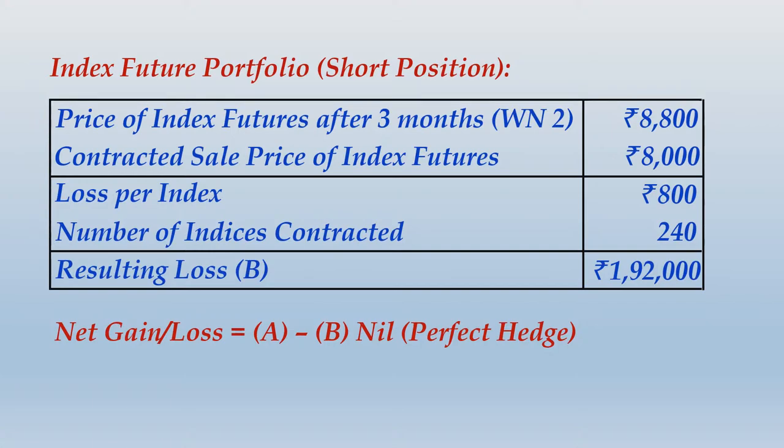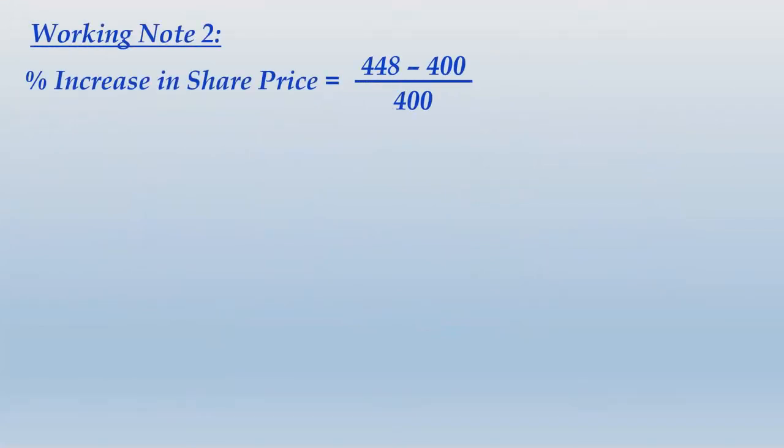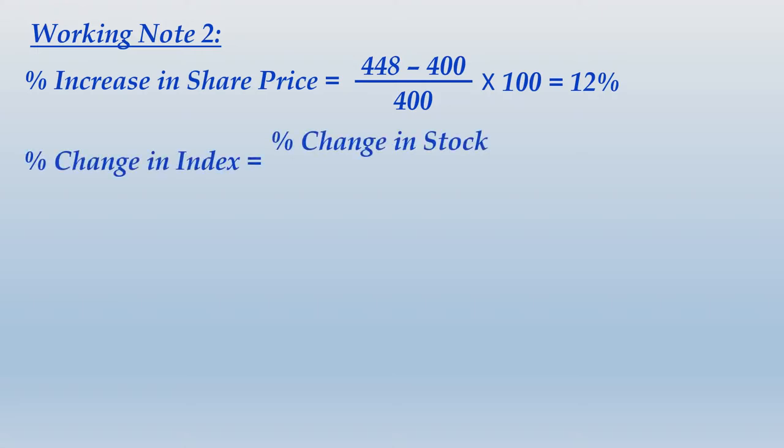Alright friends, let me also show that working for how we got 8,800. So price was 400 and price has risen to 448. That indicates the percentage increase in share price will be 12%. So percentage change in the index value will be 10%. And how we got that? Percentage change in stock divided by beta.